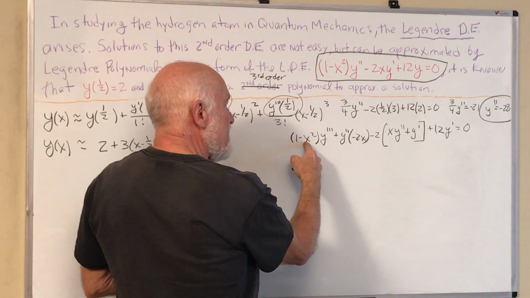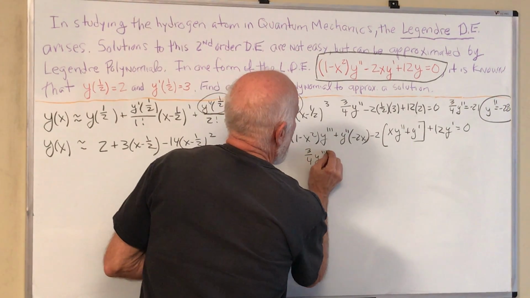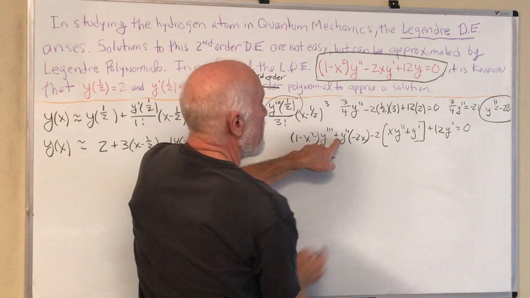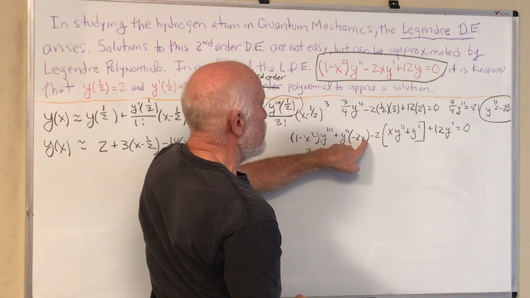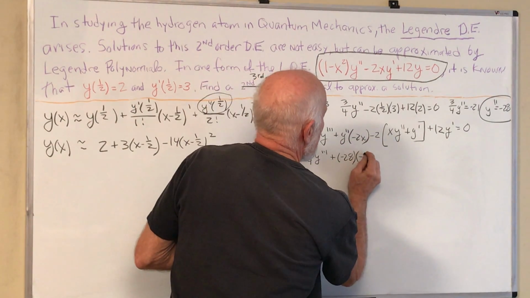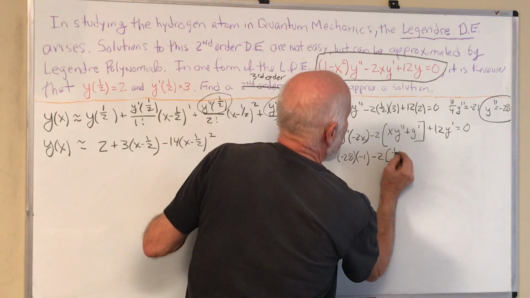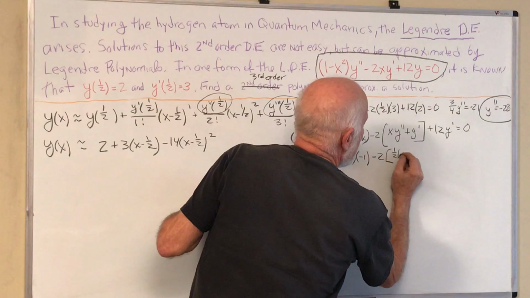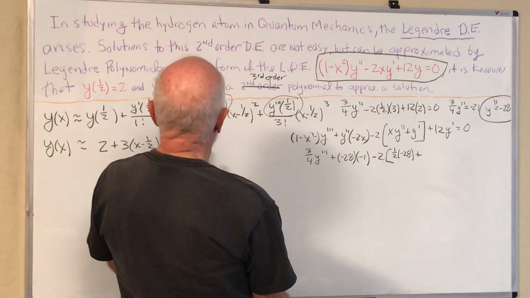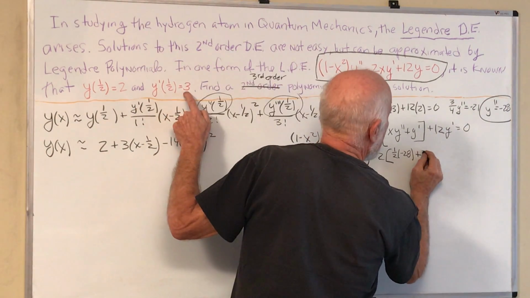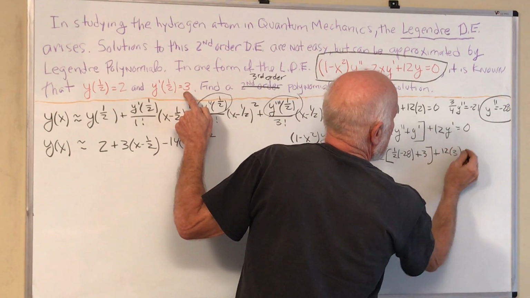We put in x to be 1/2. So we get 3/4 y triple prime plus y double prime, which is negative 28, times negative 2x, which is negative 1. X is 1/2. Y double prime is negative 28. And y prime is 3. And then 12 times y prime equals 0.